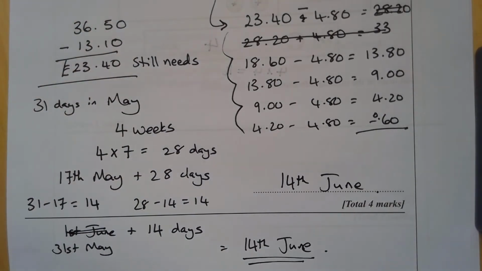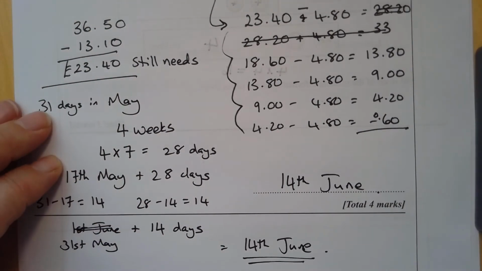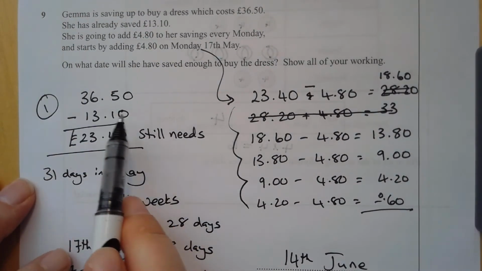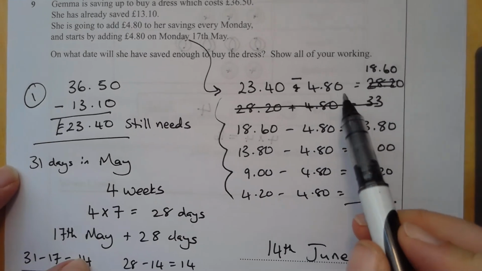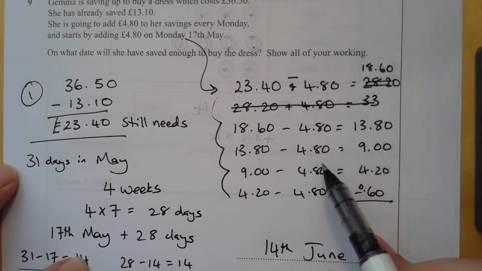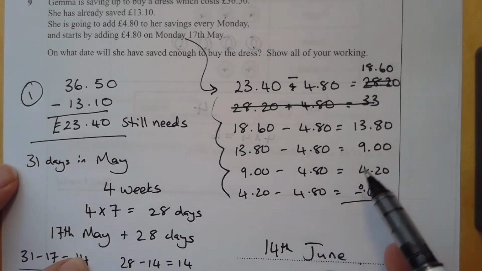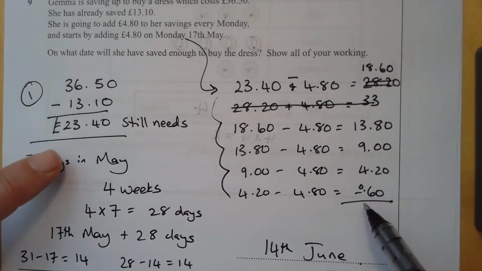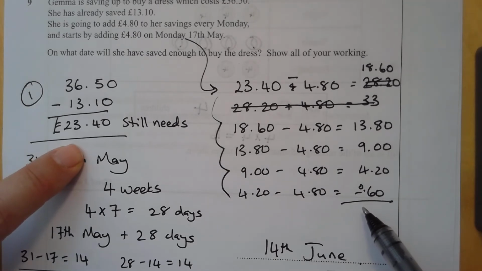So what did I do there? Lots of different steps in that. Worked out how much she needed. So this was step 1. How much does she need to save? Work out how many weeks she needed to take £4.80 off, so that she had saved enough to be able to get to that £23.40. So this was step 2.